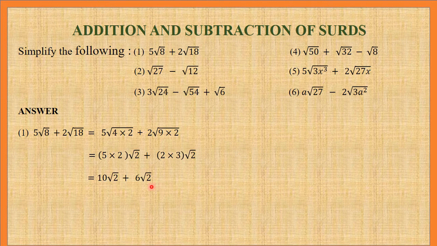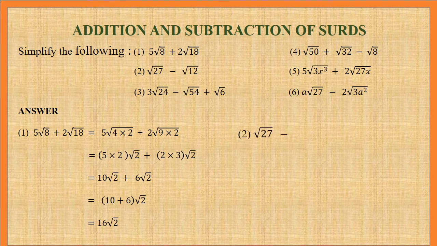Now you can see that they have the same radicand, so we can now add. When adding, we only add the outside terms, and the square root stays the same. So we have 10 plus 6 root of 2. That gives us 16 root of 2 as the solution to example 1.